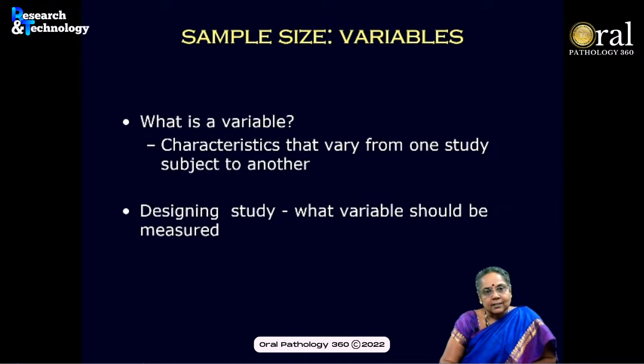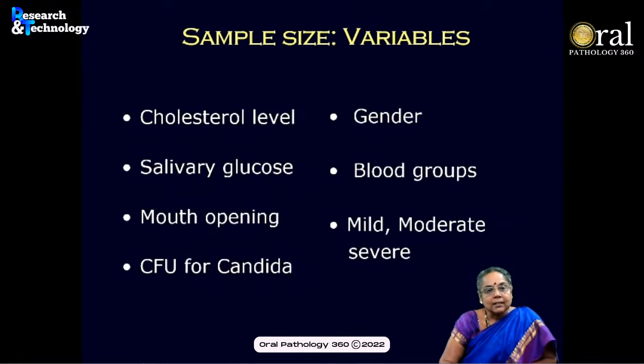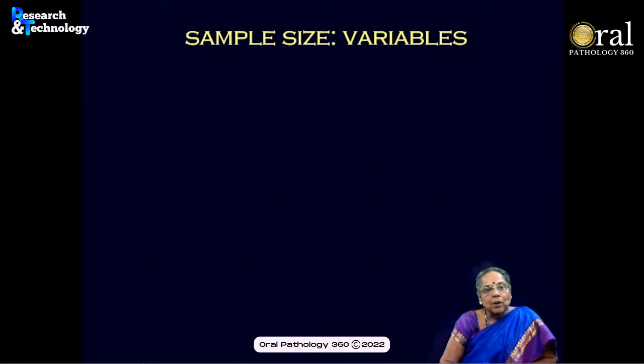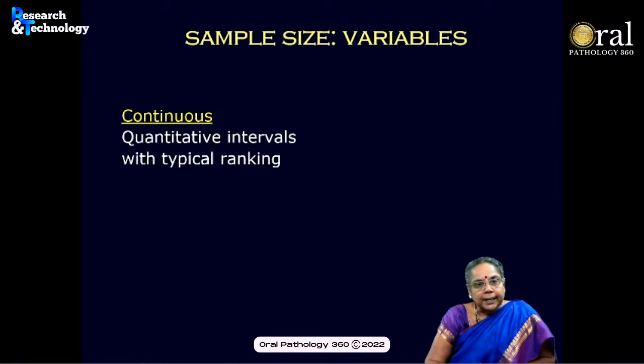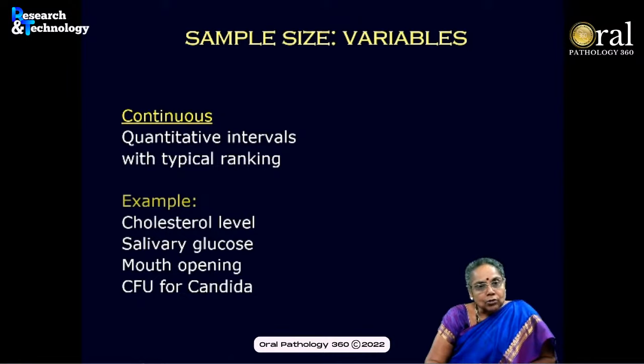Now let us look at these. These are examples of some variables: blood cholesterol level, salivary glucose level, mouth opening, colony forming units estimated for candida, gender, blood groups, mild, moderate, severe. Each variable has its own important factor here. Let us look into this. When you have a variable which can be quantified, for which you can estimate the average, and you can also have a typical ranking or interval ratio, we call it a continuous variable.